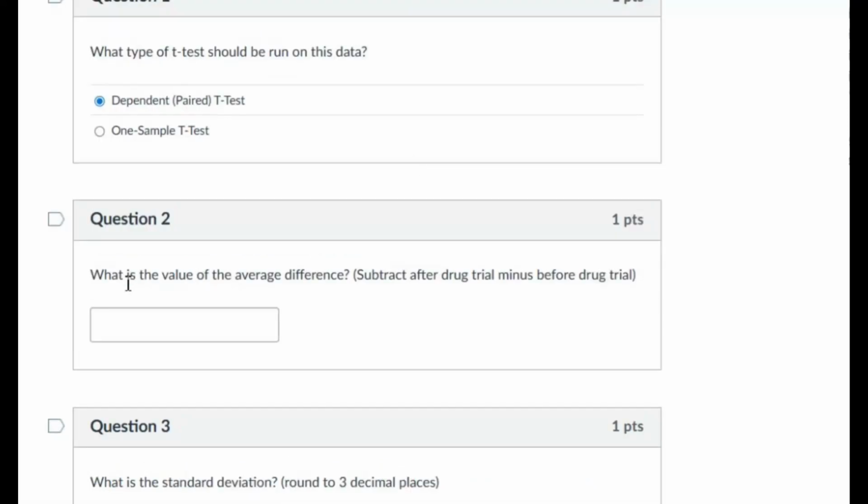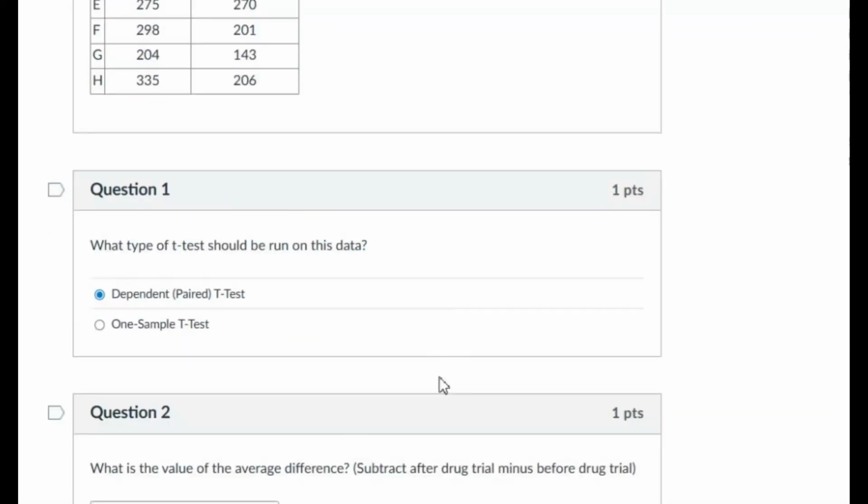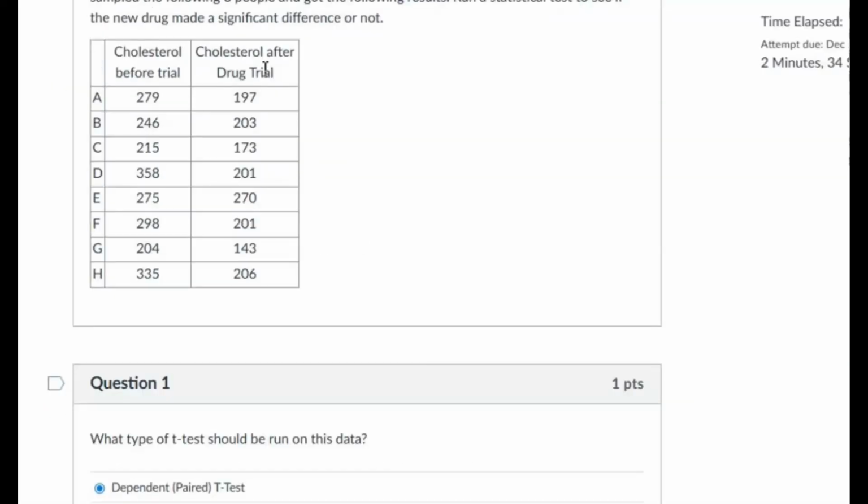So the first thing we're going to have to do when running a dependent t-test is find the average difference among the numbers. And then the question, remember, will always tell me which way to subtract. So they say we want to subtract after the drug trial minus before the drug trial. So we're going to do after minus before. So we're going to do like 197 minus 279.